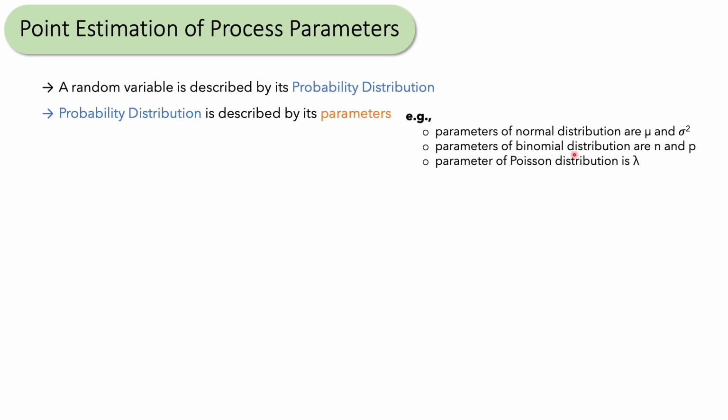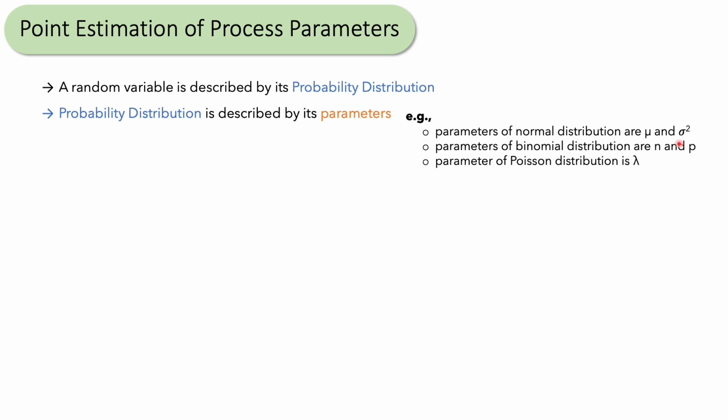And the parameters of binomial distribution are n and p, where n is the sample size and p is the success rate. And the parameter of Poisson distribution is lambda. You can see these parameters in their formulas, or we call them probability density functions or probability distribution models. For example, in the formula of normal distribution you will find these parameters mu and sigma square.